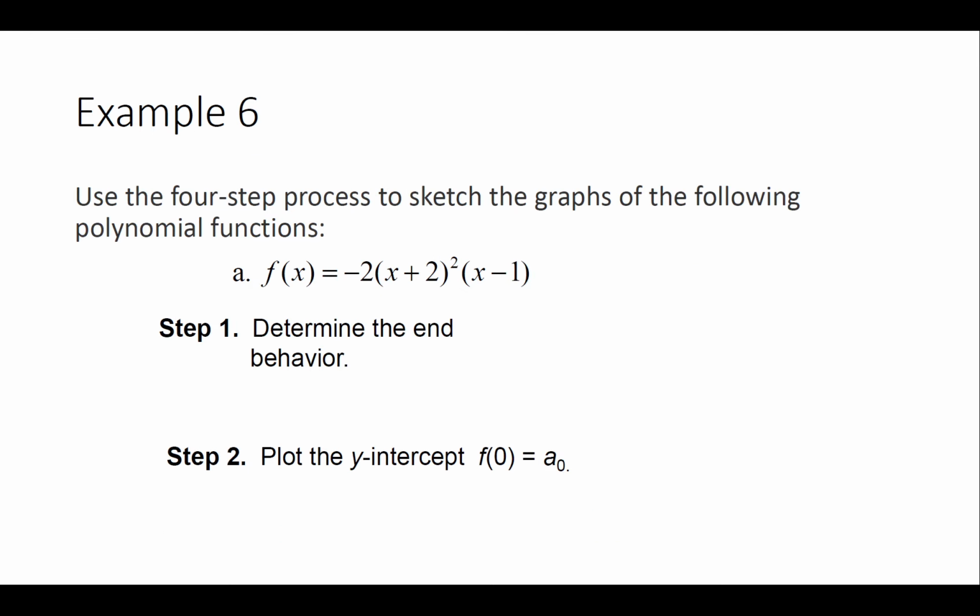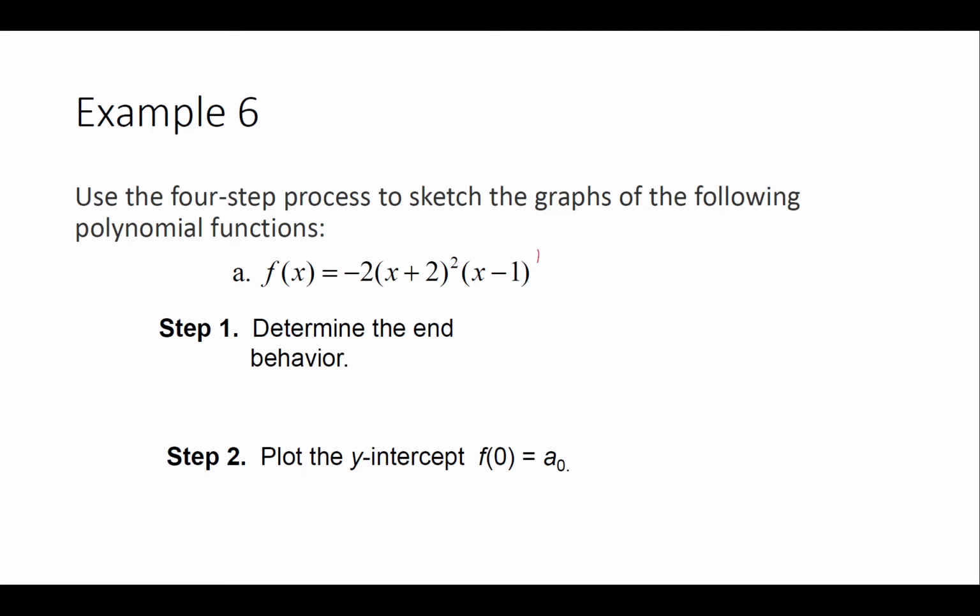Let's see, this is the problem, and we are going to follow this 4-step process to plot the graph of this polynomial. First of all, this polynomial is already in factored form, so it's easy for you. And the degree of the polynomial comes from adding the exponents of the factors. So here the exponent is 2, here the exponent is 1, so the degree is 3. So this is a 3-degree polynomial.